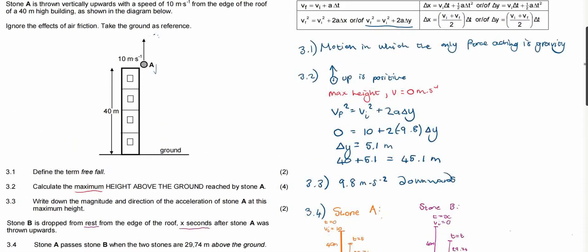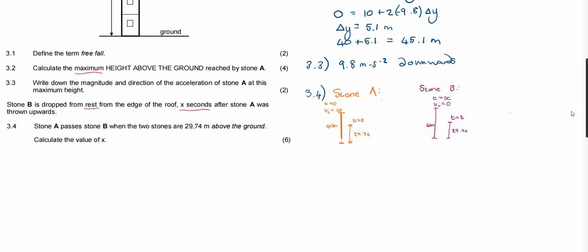We are going to use this equation of motion. Delta y equals v_i delta t plus a half a delta t squared.